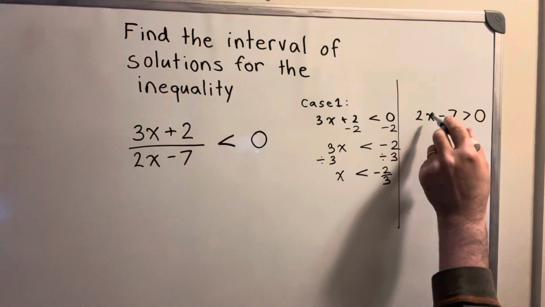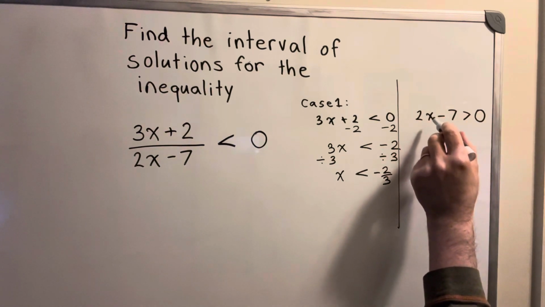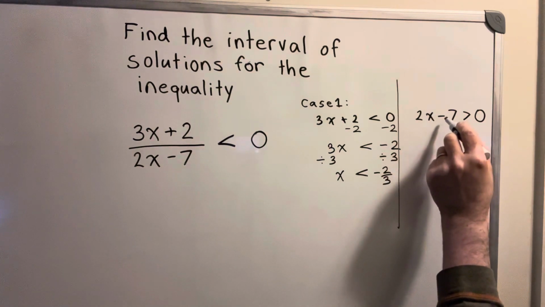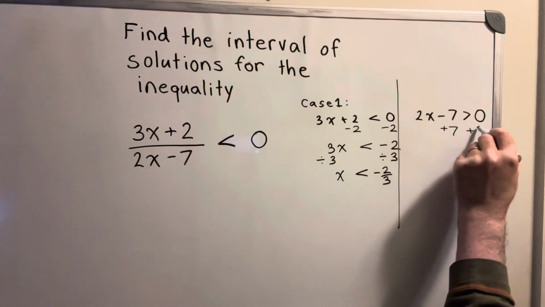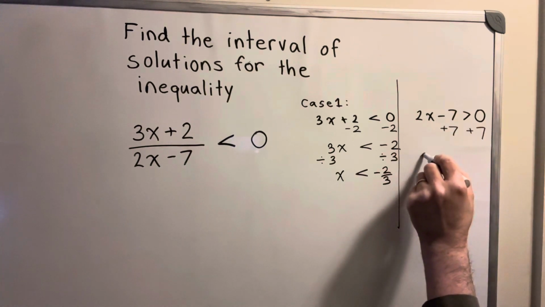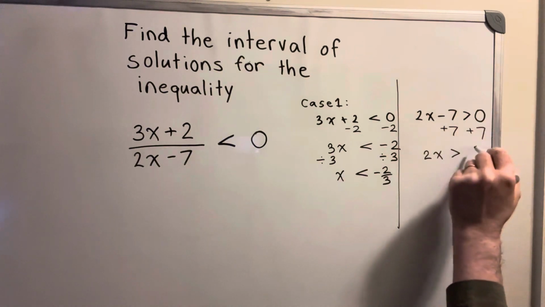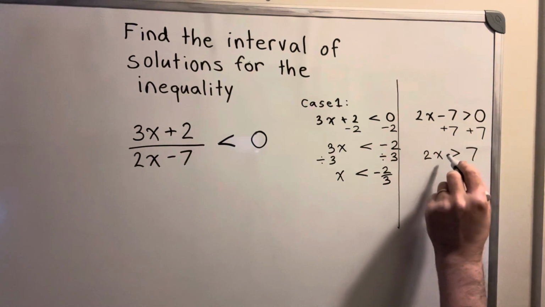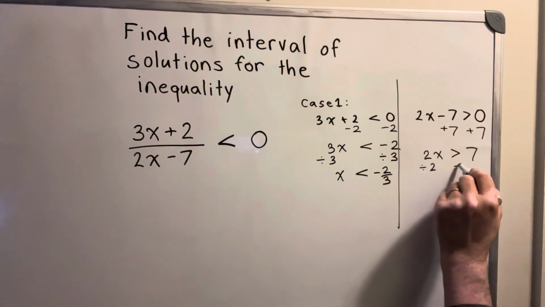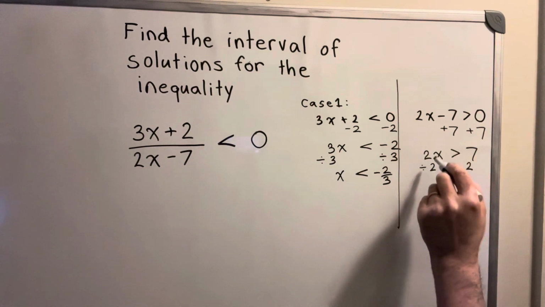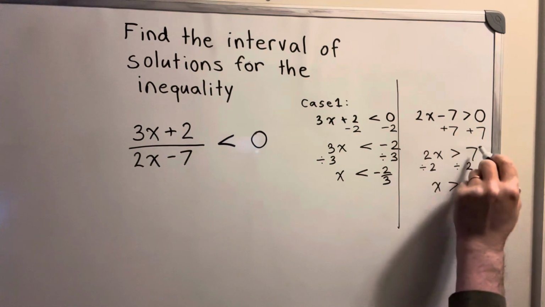Now we'll see if we can find an interval for which 2x - 7 is greater than 0. I want to get this negative 7 over here, so I'll add 7 to both sides. That leaves 2x greater than 0 plus 7, which is 7. To get this x by itself, I'll divide both sides by 2. 2x over 2 is just x, is greater than 7/2.